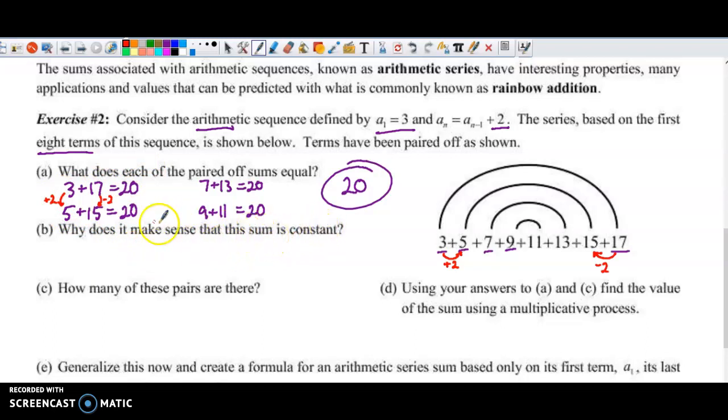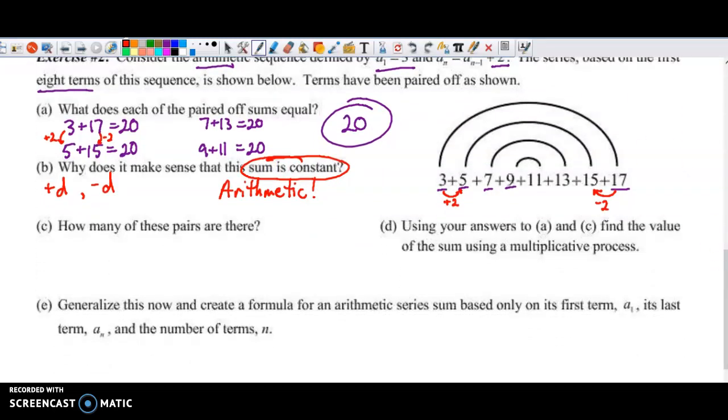So there's a lot of ways that you could say, why does it make sense? To me, it makes perfect sense because it's arithmetic. But you could also say it makes sense because as you add some common difference to one side, you also subtract the same difference on the other. So the sum is constant. So these are your notes, so whatever you feel like writing down is up to you.